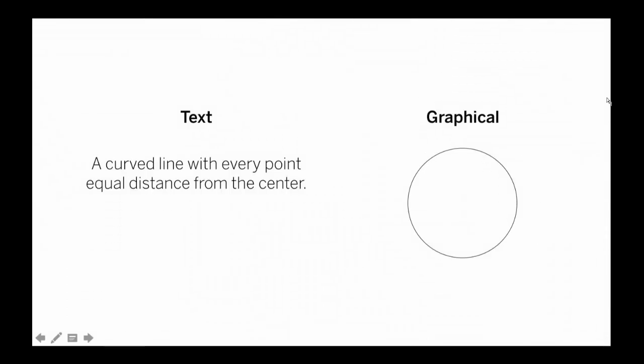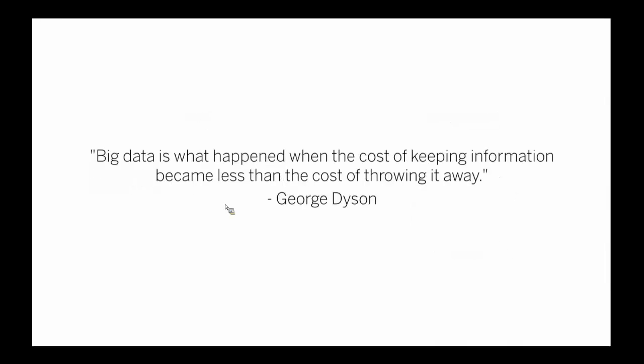And this is the literal textbook definition of a circle: a curved line with every point equal distance from the center. If you told me just that description, I wouldn't even know that that was a circle. I'd have no idea. So there's definitely certain things that can really only be conveyed through a data visualization. And this matters a lot today because we have so much more information today.